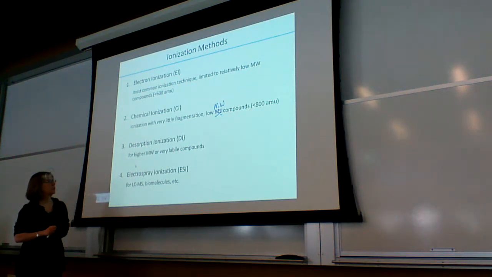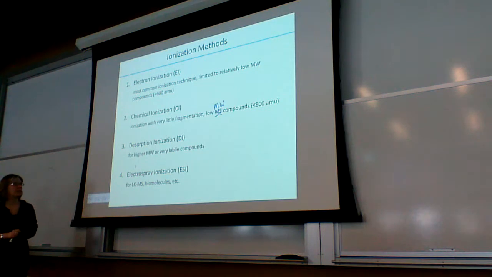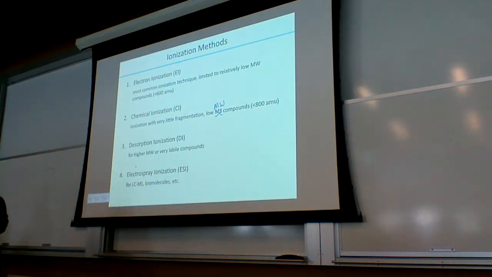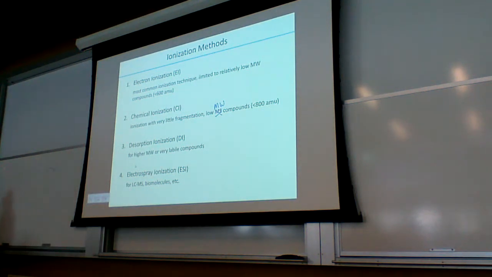So the first one is the desorption ionization. This is good for higher molecular weight or things that are very labile. And labile means, in this case, they're somehow reactive. So either thermally they would be reactive, or if you're hitting them with an electron beam, they're just flying apart and you're not able to see anything. And so very reactive compounds may need the desorption ionization.